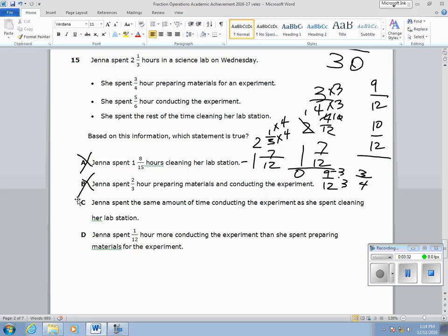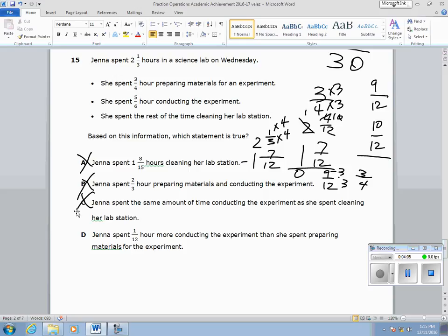Let's look at C as your answer choice. It says Gina spent the same amount of time conducting the experiment as she spent cleaning. And we know that that is not true because, well, let's look at it. Conducting the experiment was 5/6, and the amount of time she spent cleaning, we already know, was 3/4. So that is not correct. So let's erase that.